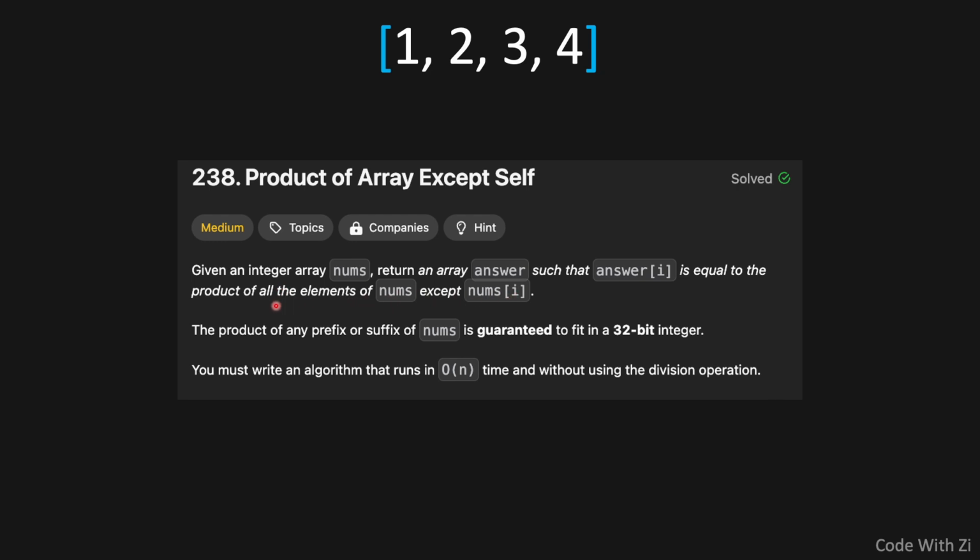I know this is a little bit foggy, don't worry because we have a visualization. And as you can see, it says the product of any prefix or suffix of nums is guaranteed to fit in a 32-bit integer, and we have to write an algorithm that runs in time complexity of O(n). And we can't use any division. Alright, let's see what the product of an array except self even means.